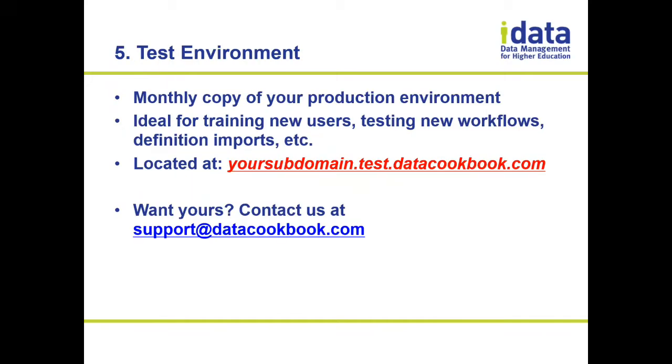About 30% or so of our clients, I think we have 75 plus, have enabled the test environment. This is a clone of your production account as of the 1st of the month. It's refreshed automatically. It's accessible at whatever your subdomain is, .test.datacookbook.com. So if you don't know if you have one, you could go check that out. And if it resolves to your account, then you have one. It's going to have all the content that's in your production account as of the end of the month, so users and definitions and whatever else you've been working on.